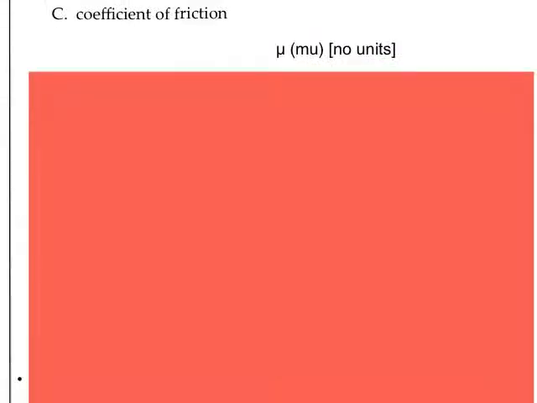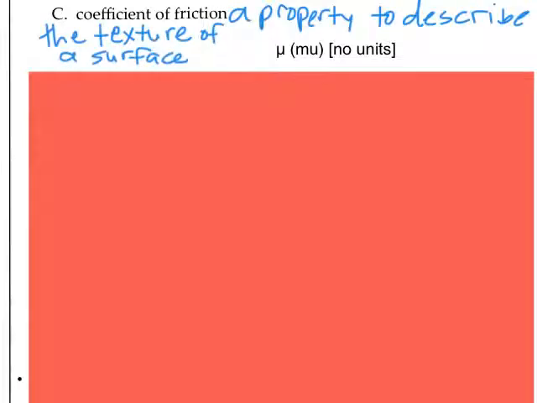Next, we're going to talk about one more characteristic about friction, and that term is called the coefficient of friction. Now, I don't have an actual definition for you, but one way you can think about the coefficient of friction is it's a property to describe the texture of a surface. In other words, it's a number that will tell us how rough or smooth a surface is. So again, that's not an official definition, but it is a way for you to think about coefficient of friction and what it represents. In our formulas, it's going to be denoted by the symbol mu.